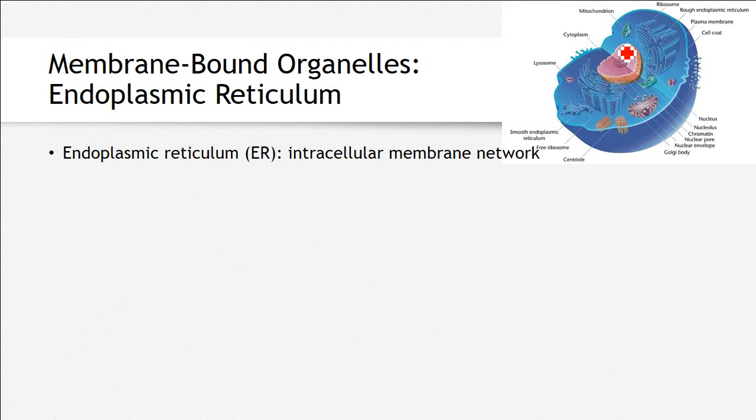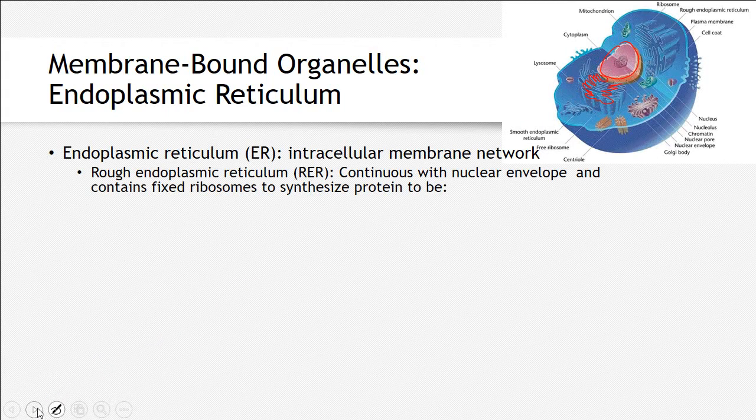So here's the nucleus here, and continuous with the membrane around the nucleus is the rough ER, or rough endoplasmic reticulum. The rough endoplasmic reticulum contains ribosomes. So ribosomes are stuck onto it, and what ribosomes do, they make proteins. So the rough endoplasmic reticulum makes proteins, but what kind of proteins?